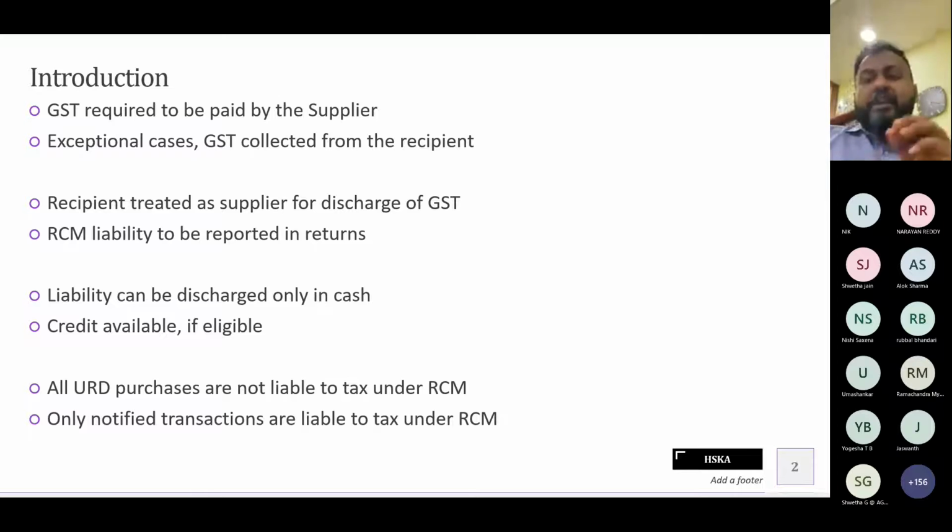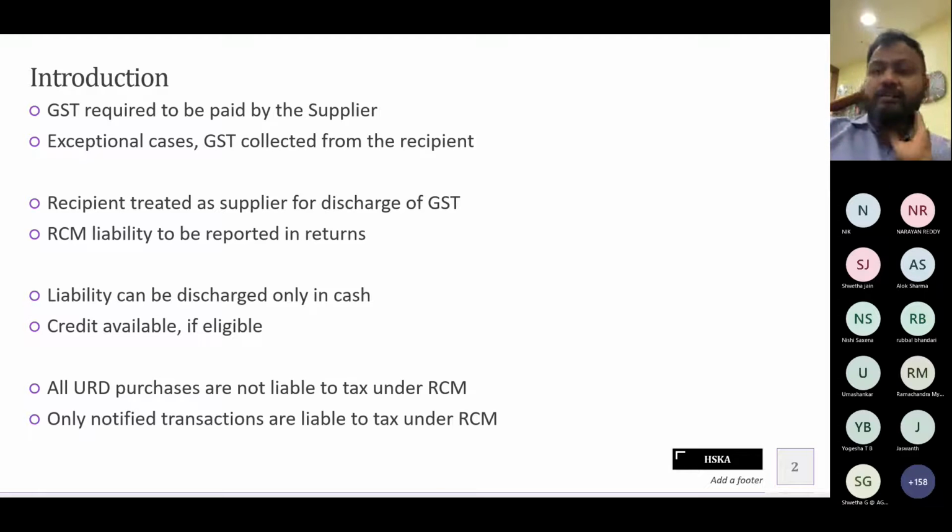Now, when a levy is created under reverse charge mechanism, then instead of the supplier being treated as the person required to discharge tax, the recipient is treated as the supplier and is required to discharge the tax. And in his returns, he has to very clearly report. There is a separate table in GSTR 3B where he has to clearly report that he is paying this much amount of taxes on account of reverse charge mechanism. And that liability can be discharged only by cash. Even if you have a huge amount of input tax credit, you are required to discharge the tax only by cash.